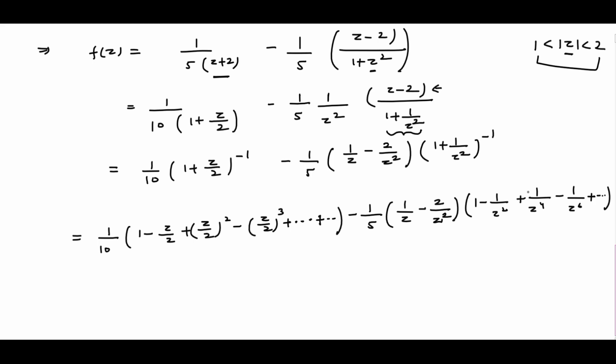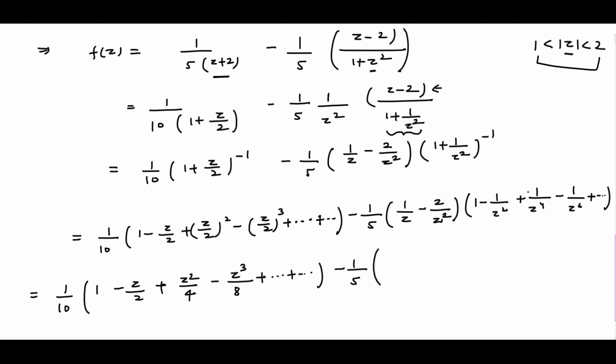So this can be simplified as 1/10, open all the brackets, that is (1 - z/2 + z²/4 - z³/8 + ...) plus ... So now here that is 1/5.